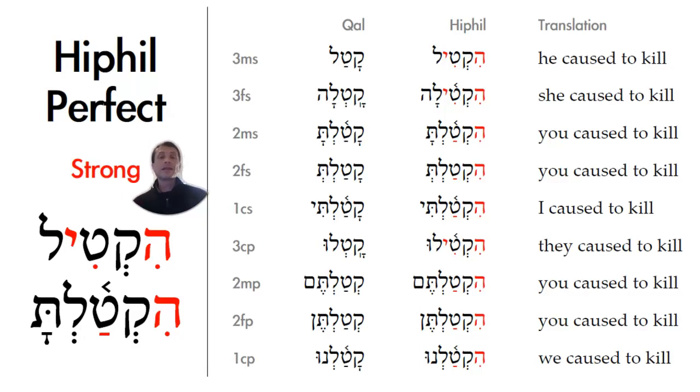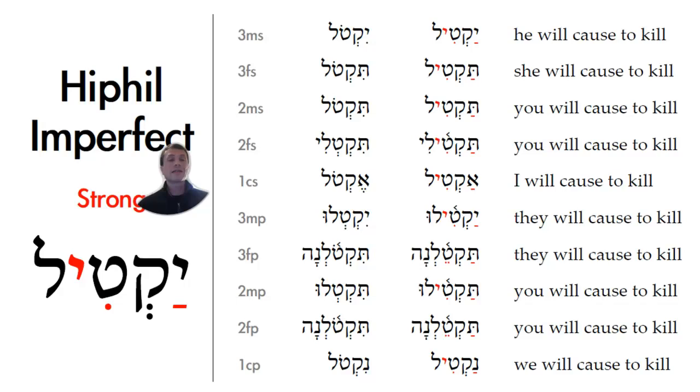Let me just go ahead and read these. Beginning in the third masculine singular, we have hiktil, hiktila, hiktalta, hiktalt, hiktalti, hiktilu, hiktaltem, hiktalten, hiktalnu. And you translate it with the meaning of that verb in the Hifil stem as a completed action, typically as a past tense.